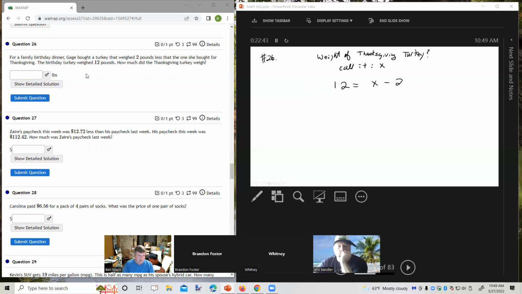See if we can figure that out. Okay, so the birthday turkey was 12 pounds. So that's here, 12 pounds. The Thanksgiving turkey, let's see here. The birthday turkey is 2 pounds less than the Thanksgiving turkey. So here's the birthday turkey. Here's 2 pounds less than the Thanksgiving turkey. You following that okay? All right, so we'll add 2 to both sides. Thanksgiving turkey, 14 pounds.